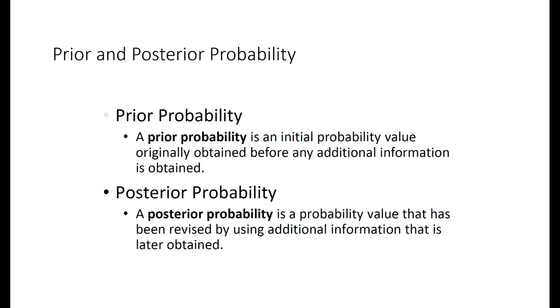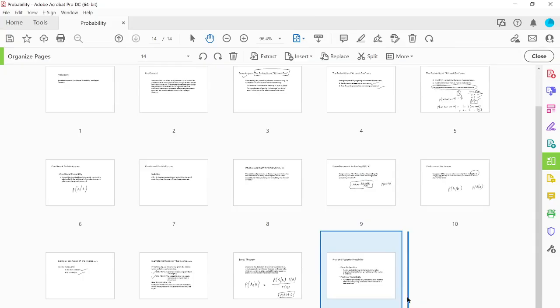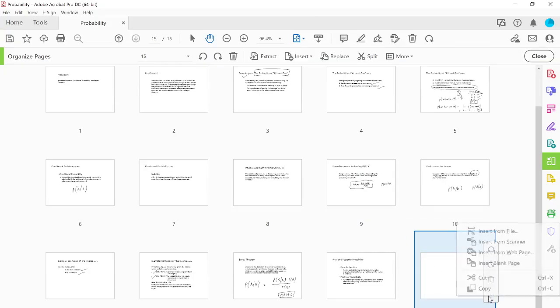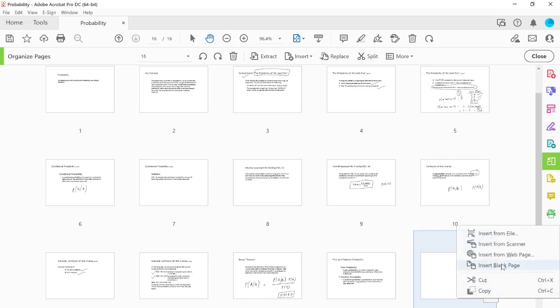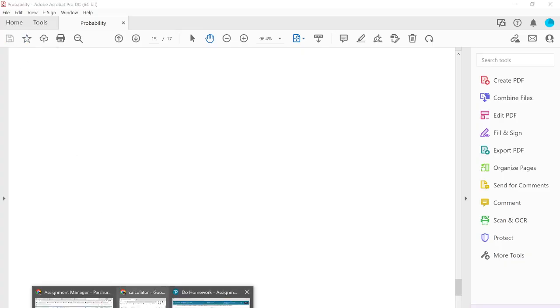Okay, prior and posterior probability. Prior probability is an initial probability value originally obtained before any additional information is obtained. And posterior probability is a probability value that has been revised by using additional information that is later obtained. So these are the things we should know from this section. Now I'm going to show you some examples using this formula and the concepts we just discussed, conditional probability, and let's see some examples.